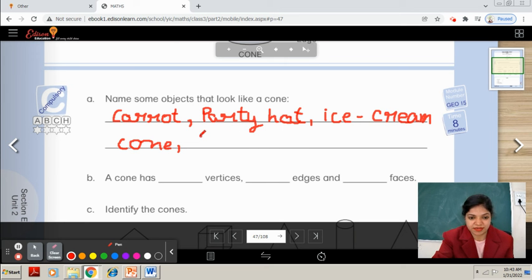Yes, Christmas tree. C H R I S T M A S, Christmas, tree, T R double E, Christmas tree.